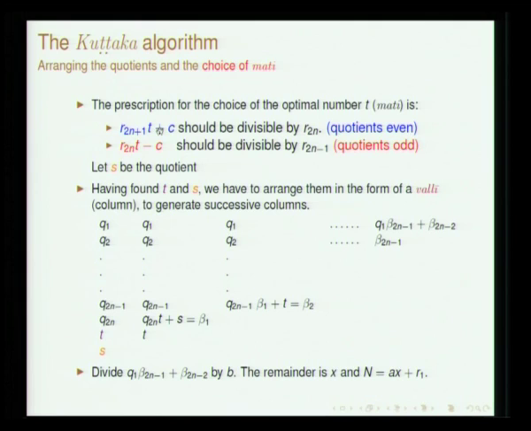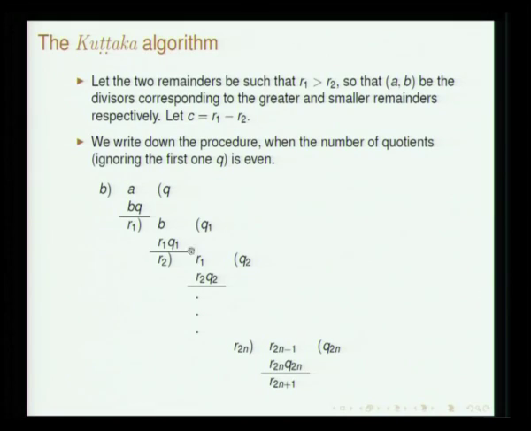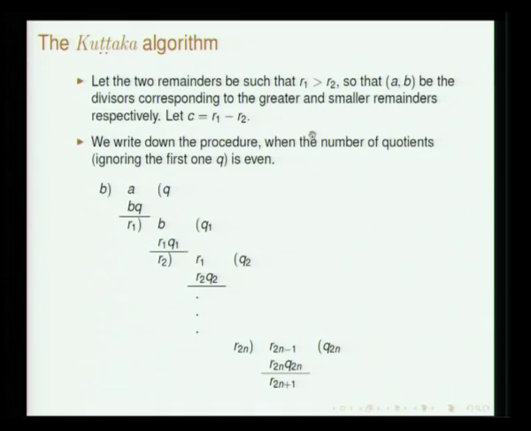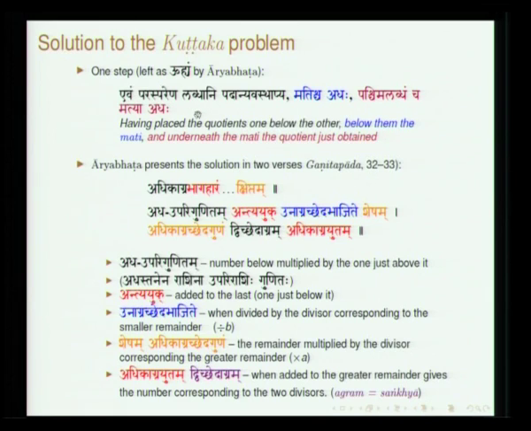I said you have to make a guess of mati. Mati into what is to be done is the last remainder that you get. For instance, you have this division process denoted here, and the last remainder is, let us say, r 2n plus 1. Now, r 2n plus 1 into mati. Okay. So, this is the guess, the number that is guessed. How should you guess? You should guess in such a way that r 2n plus 1 into t plus c is divisible by r 2n, the previous. Okay. So, this is the algorithm. That is something which has not been stated in the verse.